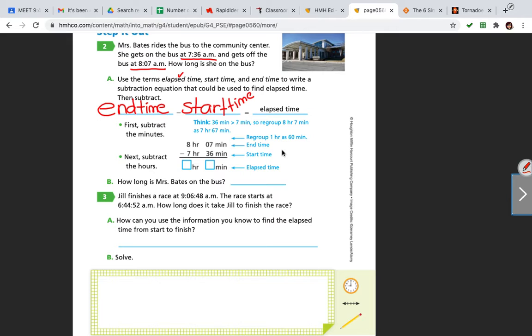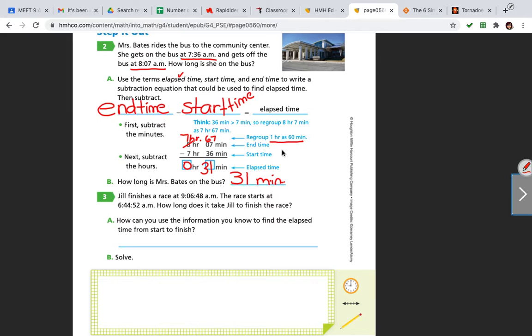So let's look at this. We have 8 hours. We're going to borrow 1 hour. If we borrow 1 hour, how many minutes are in 1 hour? If we borrow from the 8 hours, that's going to make 7 hours. And 1 hour is the same as 60 minutes. So we're going to add 60 minutes. 60 plus 7 is going to be 67 minutes. So now we're going to be able to subtract. If we have 67 minutes, we can subtract 36 minutes. 7 take away 6 is 1. 6 take away 3 is 3. All right, 7 take away 7 is 0 hours. So how long is Mrs. Bates on the bus? 31 minutes.